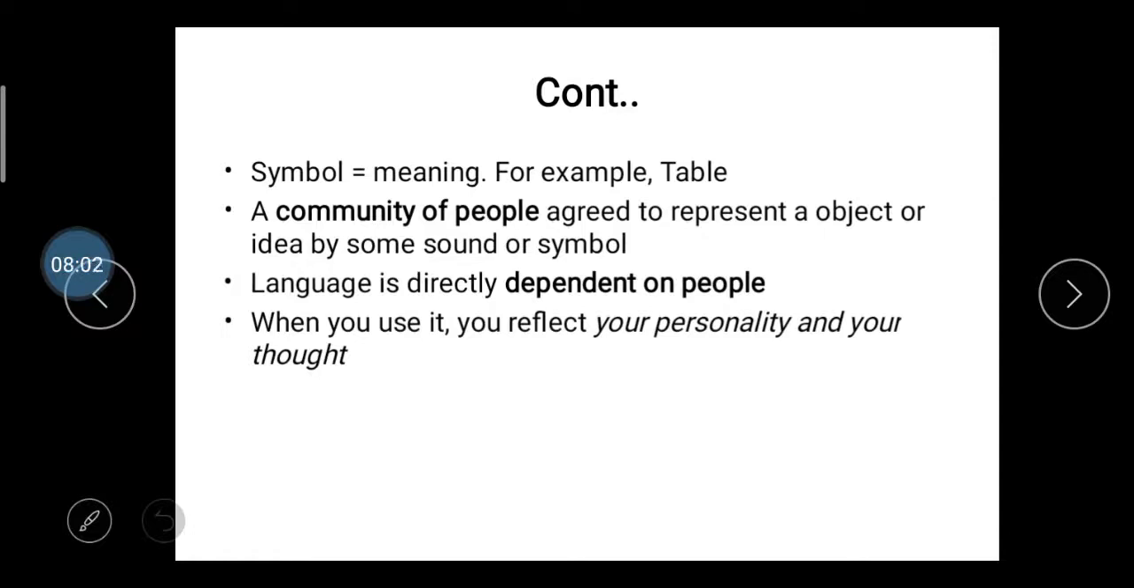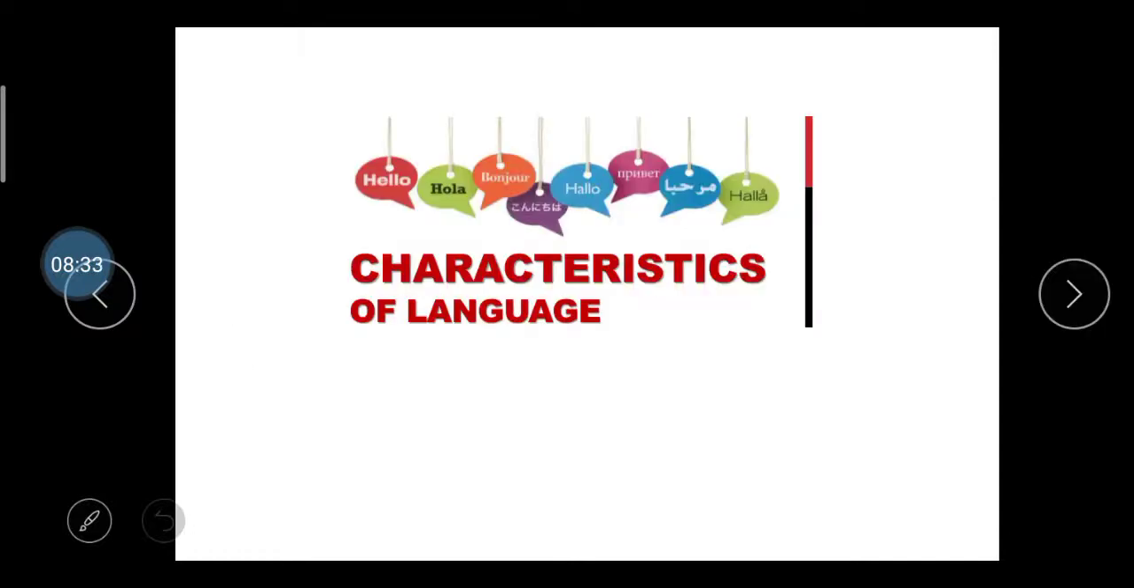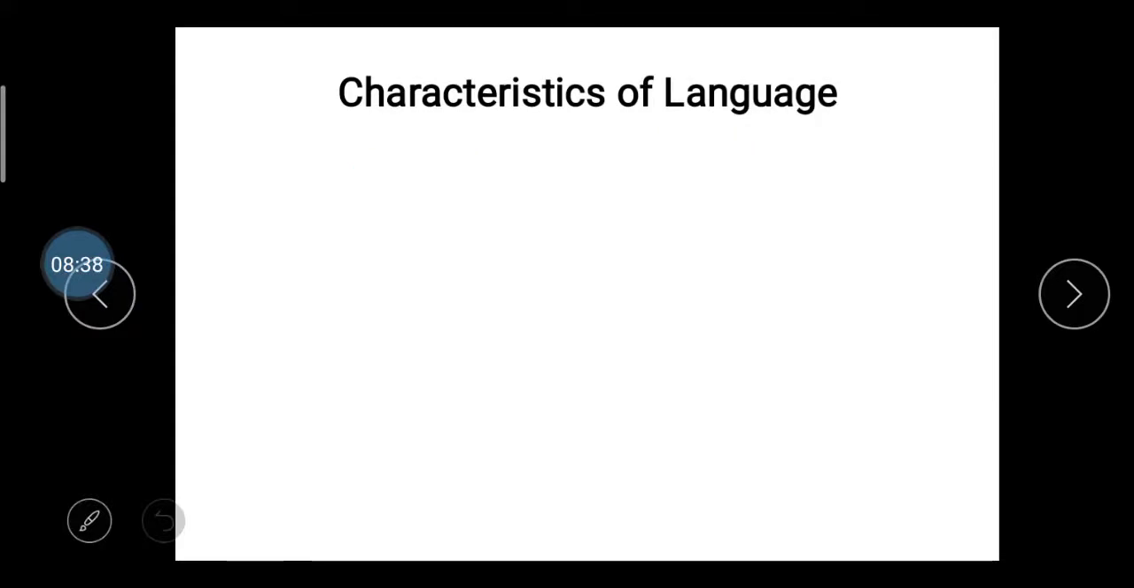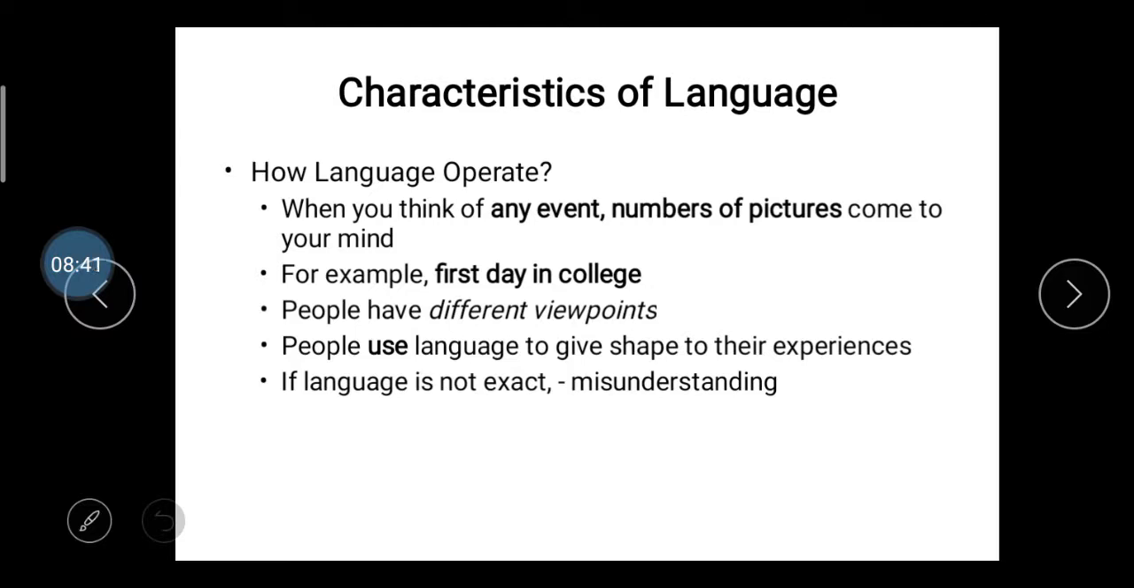When you communicate with people, you can easily identify that the person has this type of personality or that type of personality. And sometimes you can also observe, when people communicate with you, which type of thoughts regarding you are in their mindset; you can easily find it out. So language affects your personality and your thoughts directly. Then after, what are the characteristics of language? Characteristics of language are how language operates.